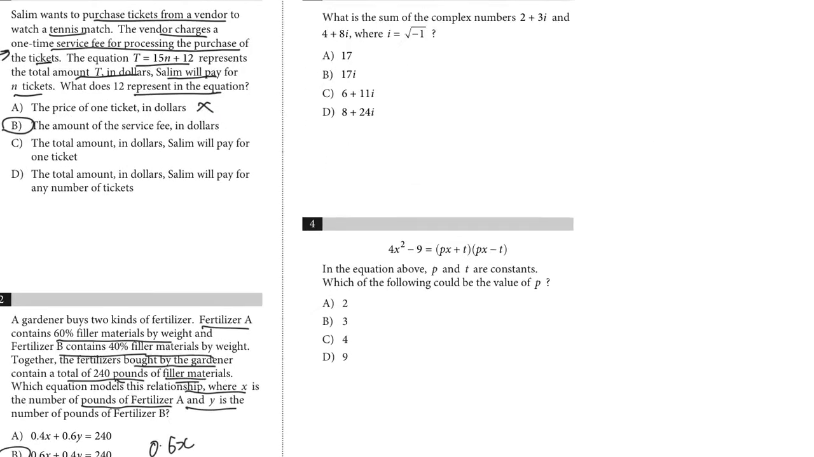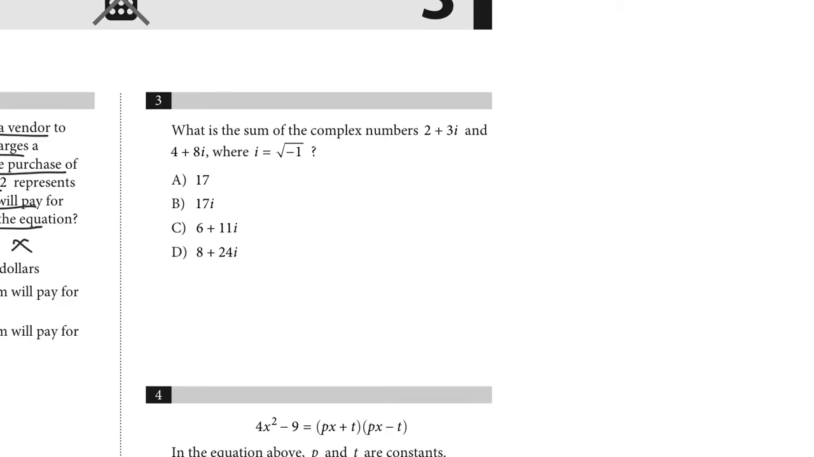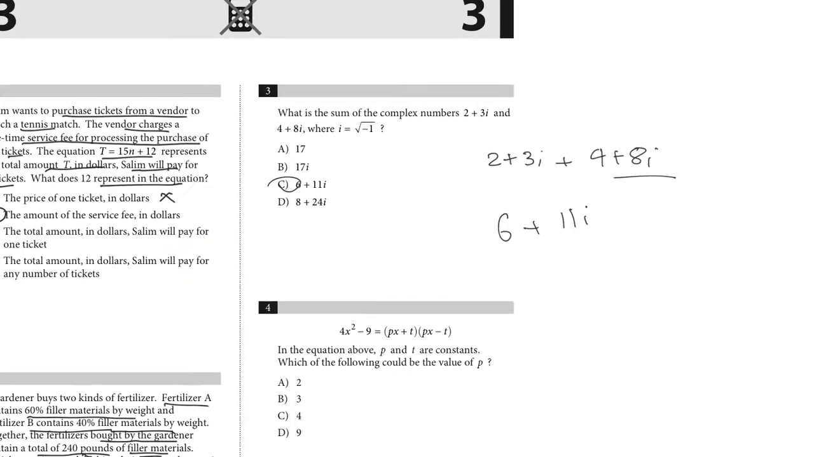All right, now let's go to the third one. What is the sum of the complex numbers 2 plus 3i and 4 plus 8i? As simple as 11i plus 6. Okay, that was simple addition. Let's go to the fourth one.